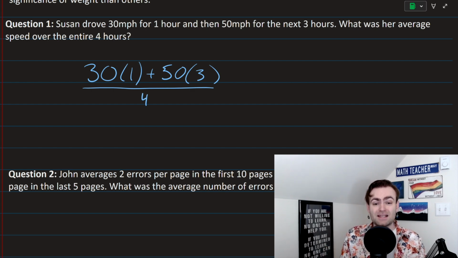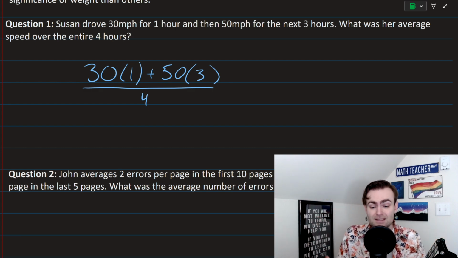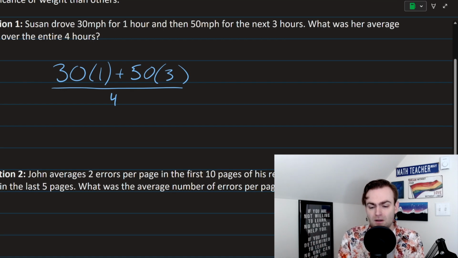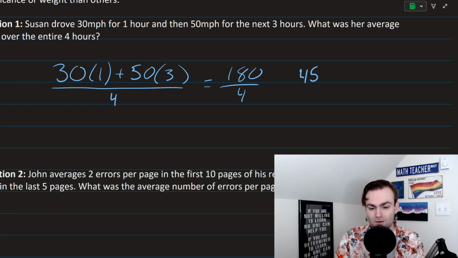You can think of this as adding 30 with 3 50s. That is essentially what it is. But this way of setting it up makes it so we don't have to write an obscene number of numbers, especially when we start talking about a large data set instead of just 4 numbers. So here we have 150 plus 30, that is 180 divided by 4. 180 divided by 2 is 90. 90 divided by 2 would be 45, and our unit would be miles per hour.